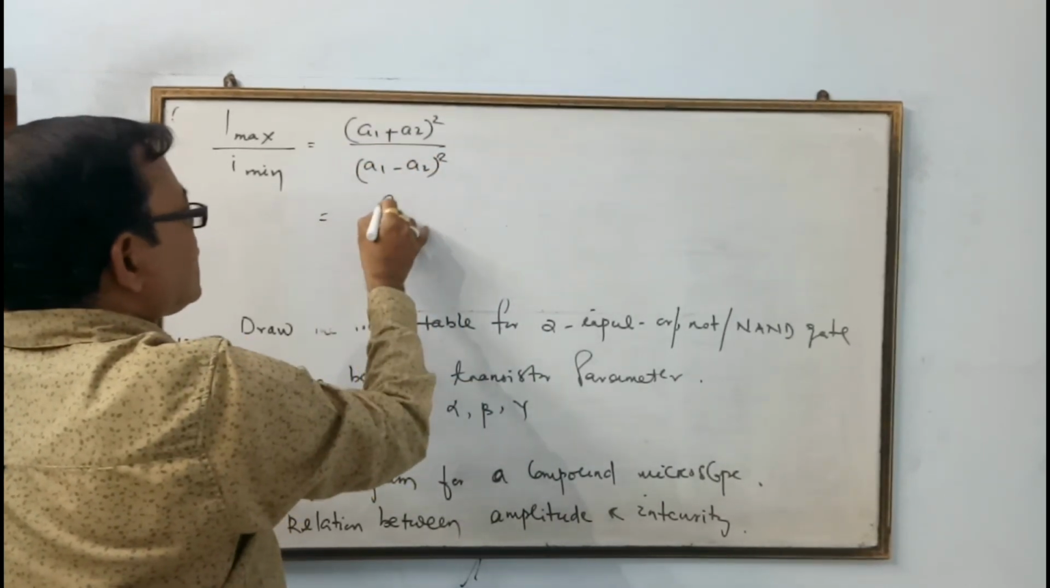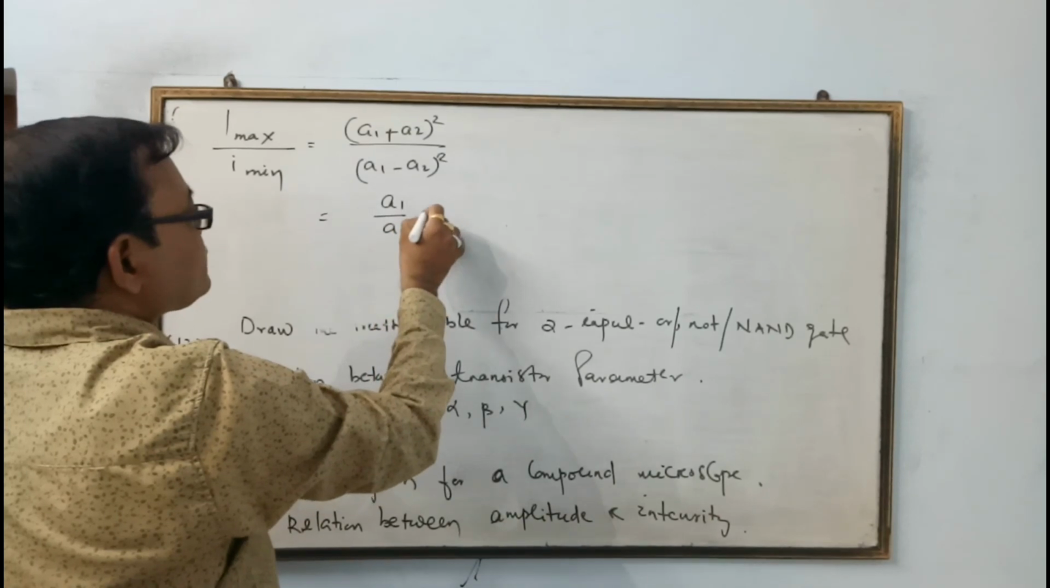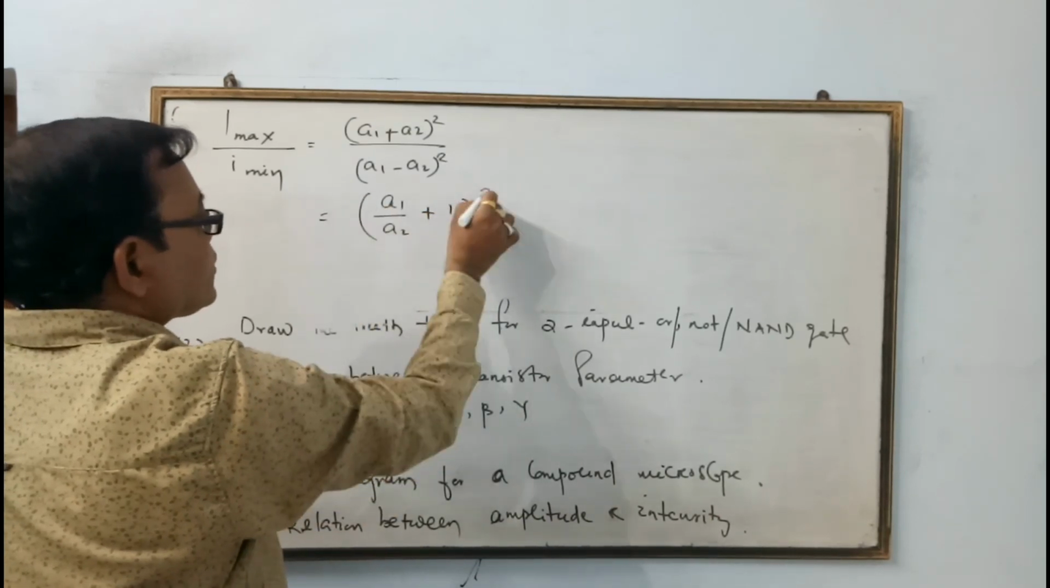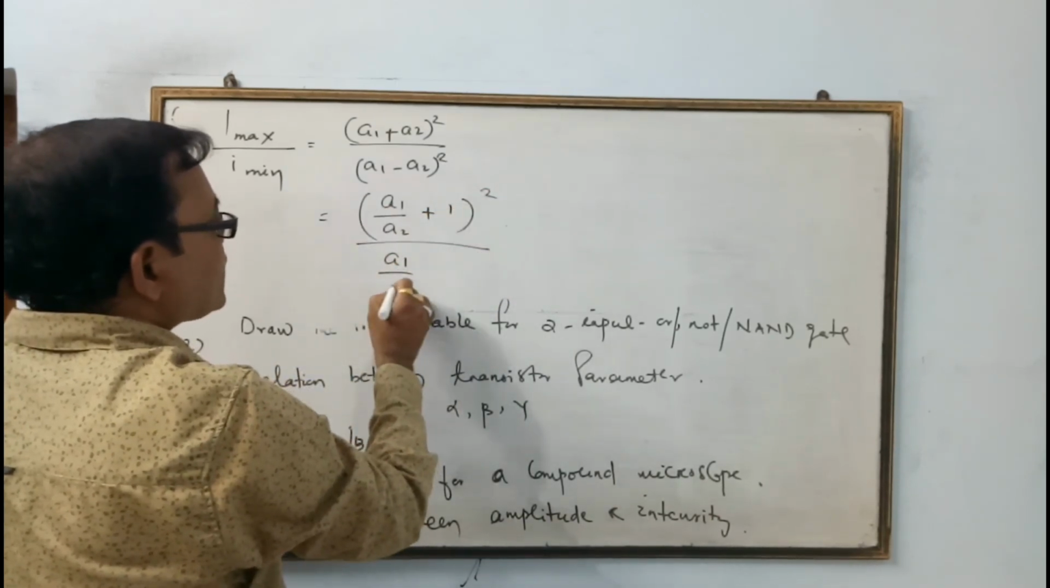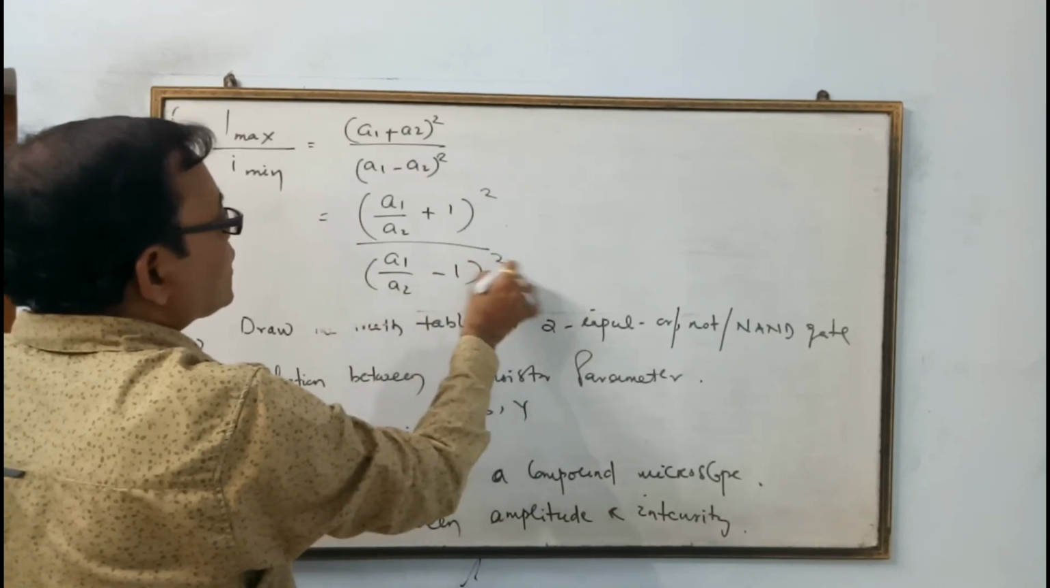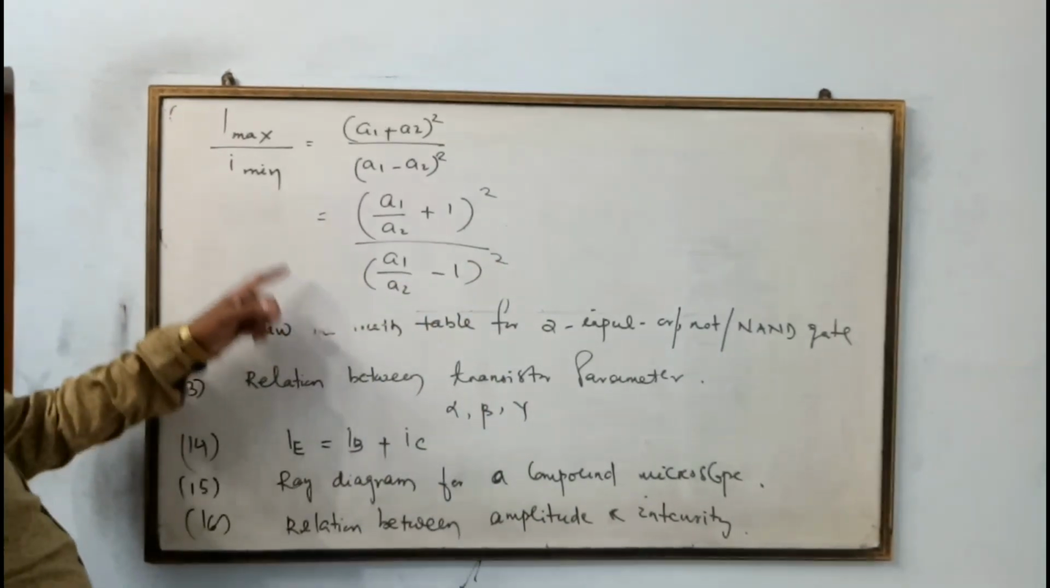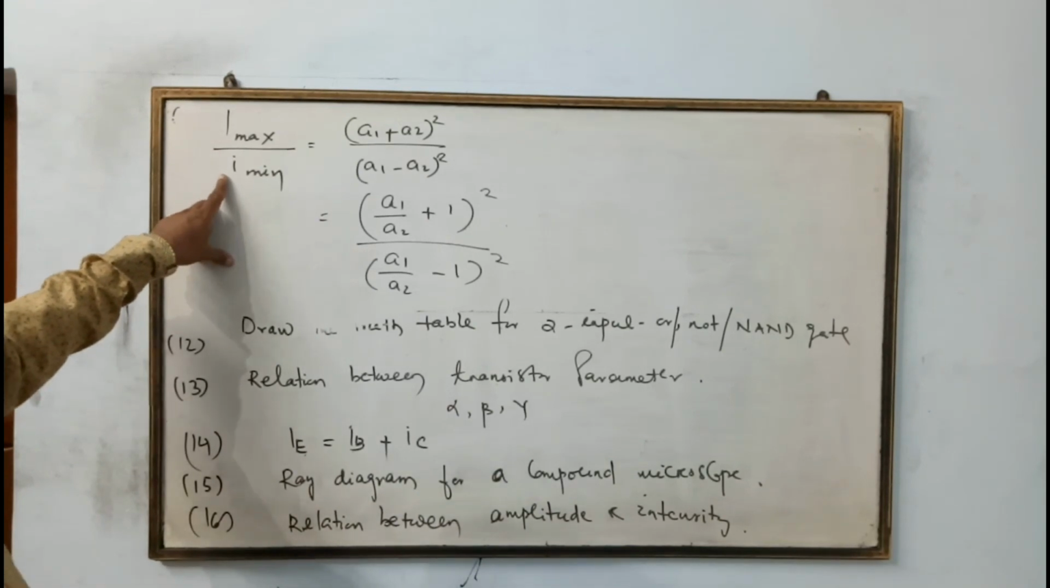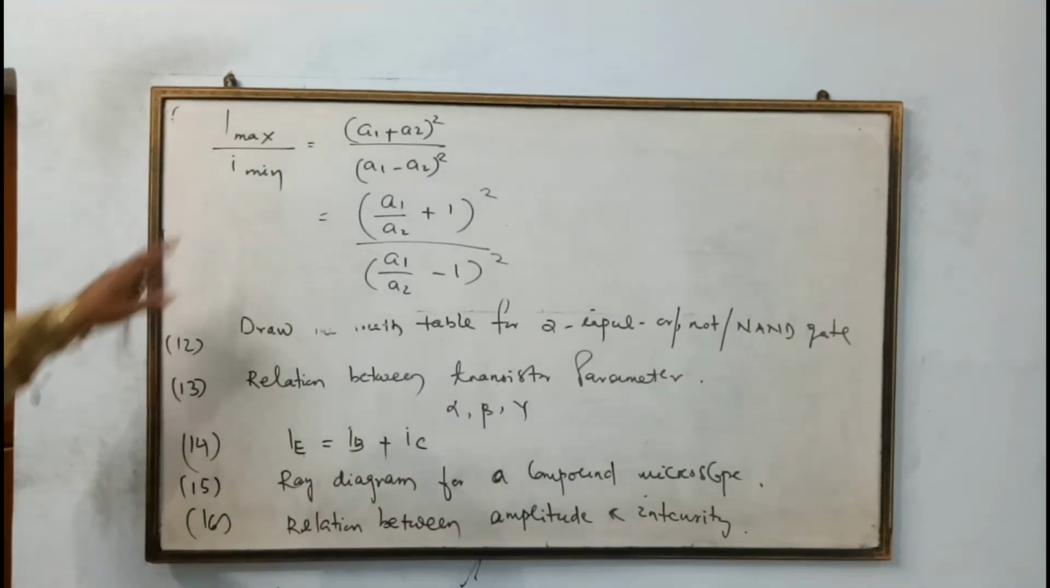If the ratio of amplitudes is given, then we can use this one, and from the ratio of amplitudes we can find out the ratio of maximum as well as minimum intensity. This is also an important question.